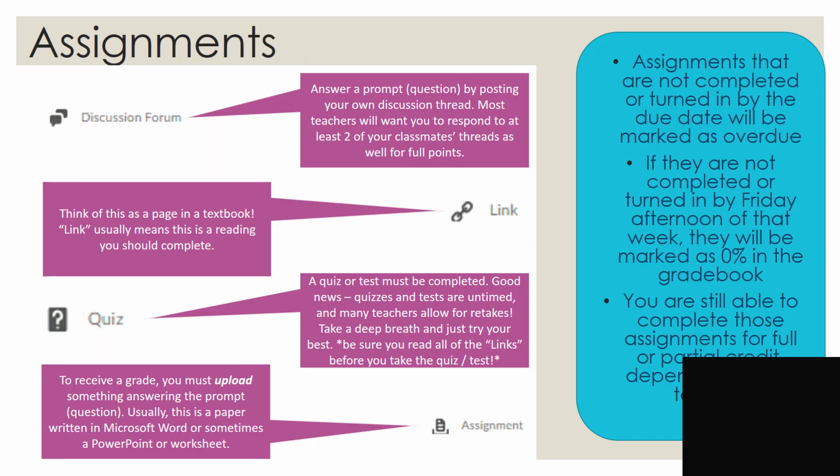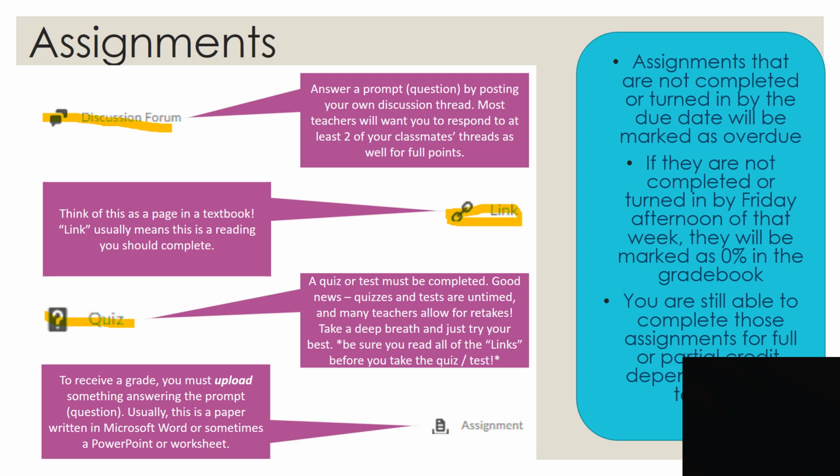So assignments come in 3 different forms. The first type is the discussion form. That is where you will answer a prompt or a question by posting your own answer to what they call discussion threads. And most teachers will ask that you respond to at least 2 other students' posts. So it's a total of 3 posts for full points. If there is a link icon, that means that you have to click on a link and either read something or watch a video before completing the assignment. So make sure you are always clicking on those links.